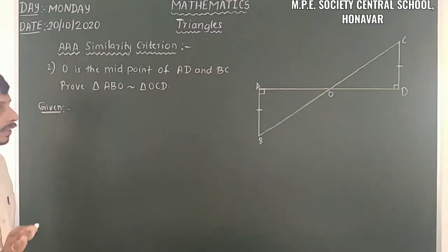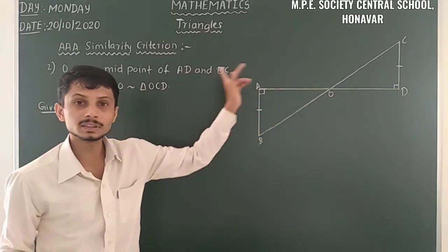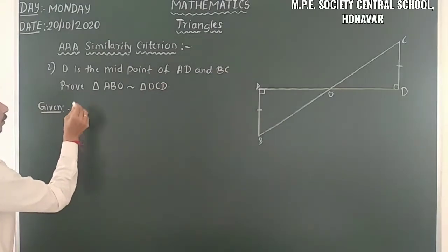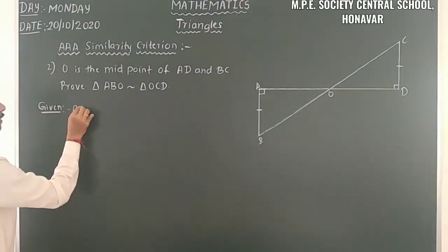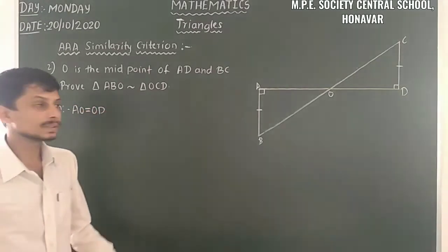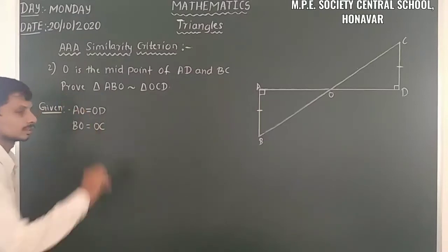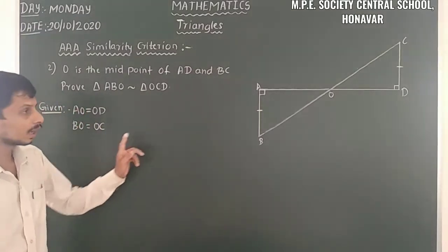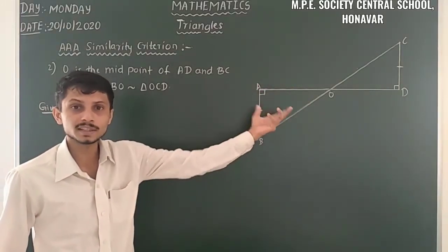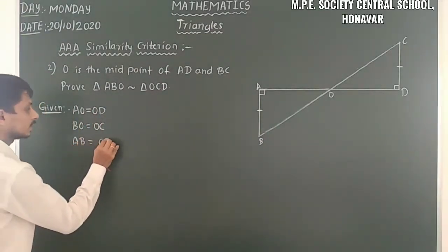O is the midpoint of AD and BC means we can take AO is equal to OD. Also, O is the midpoint of BC means we can take OB is equal to OC. Here we have two conditions. Also just observe here, some mark is there on AB and CD. So that means those two sides are same. That is, AB is equal to CD is also given.